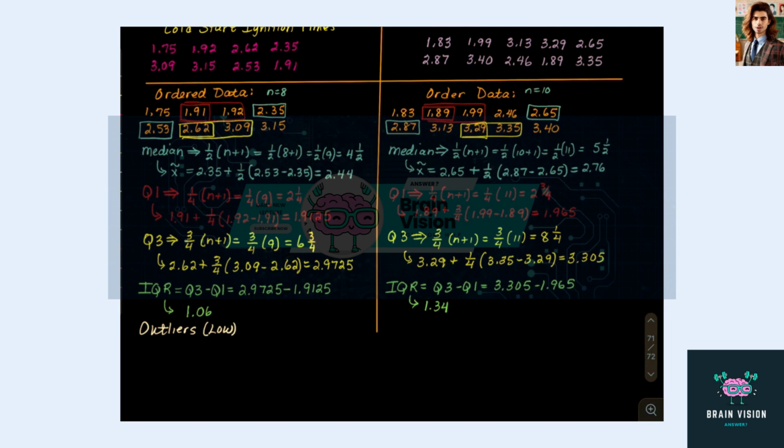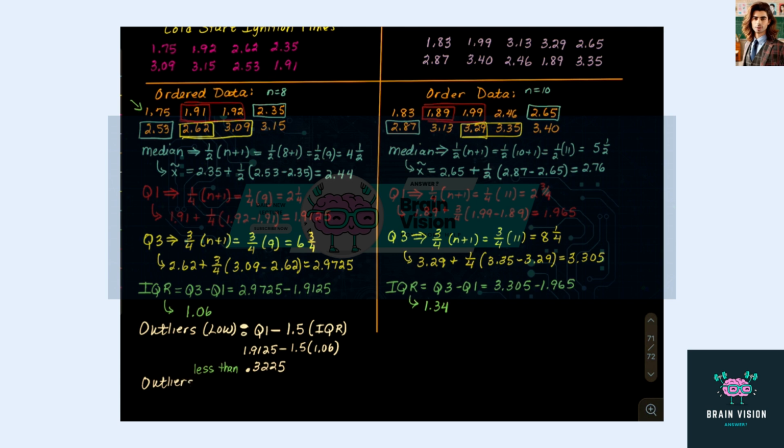And to do that, we'll take Q1 minus 1.5 times the IQR. So Q1 was 1.9125 minus 1.5 times that IQR of 1.06, and you will get a value of 0.3225. So any piece of data less than that would be an outlier. And as you can see, there's no piece of data less than that, since our lowest piece of data was 1.75.